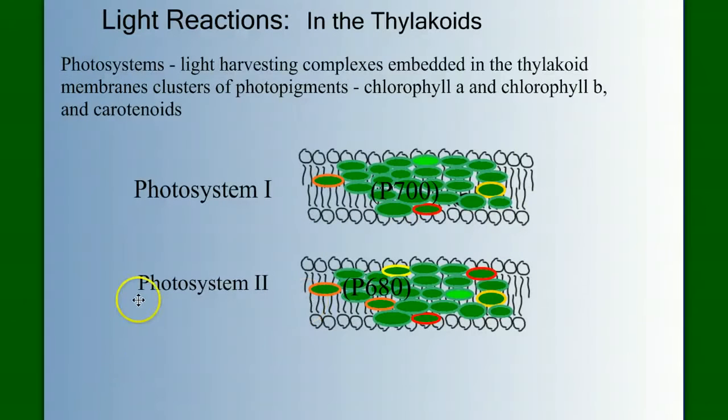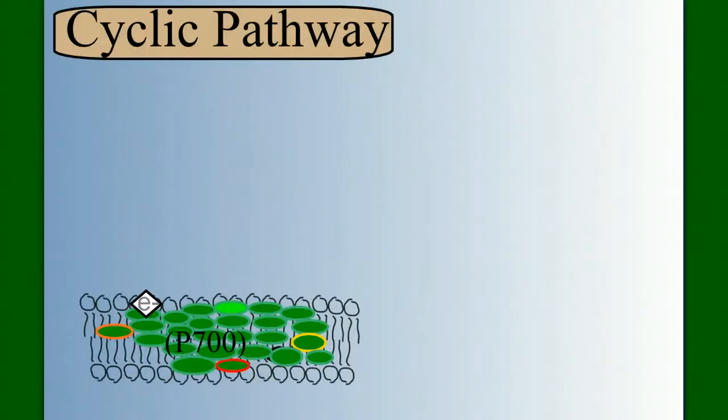Now there are two distinct pathways in the light reactions, the cyclic and the non-cyclic pathway. Let's start with the simpler pathway, the cyclic. The cyclic pathway employs photosystem 1, P700.